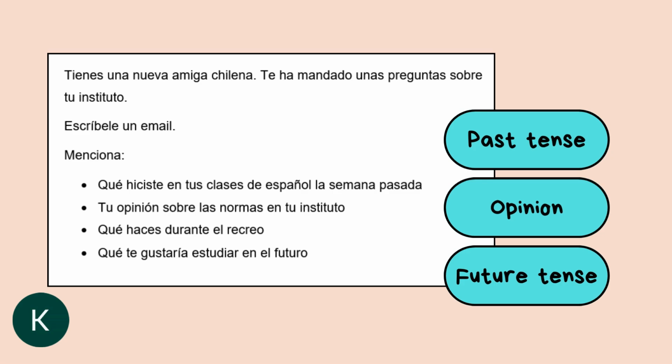So there will normally be one bullet point that would like a past tense response. So that's our first bullet point in this case, where it says, what did you do in your Spanish lessons last week? There's normally one bullet point that would like you to give your opinion about something. So that's the second bullet point in this case, which is your opinion about rules at school. And there's normally another bullet point which would like a future tense response. And in this case, it's bullet point 4, which is, what would you like to study in the future?